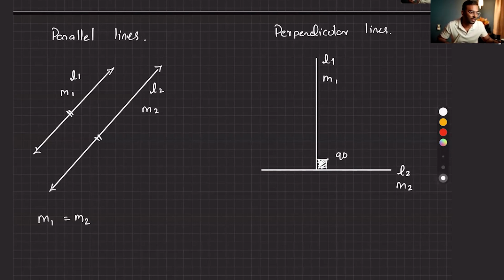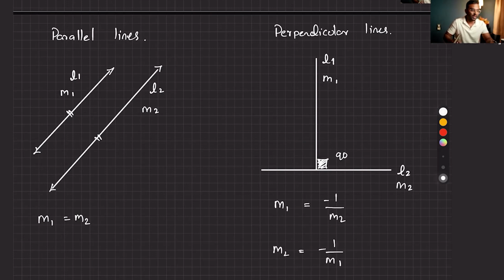How many of you guys know this? Hello, Aaron. If two lines are perpendicular, Winston, very good. Yeah, the gradients are negative reciprocal of each other. So m1 equals minus 1 over m2, m2 equals minus 1 over m1, correct? Or if you multiply them, you will get minus 1.